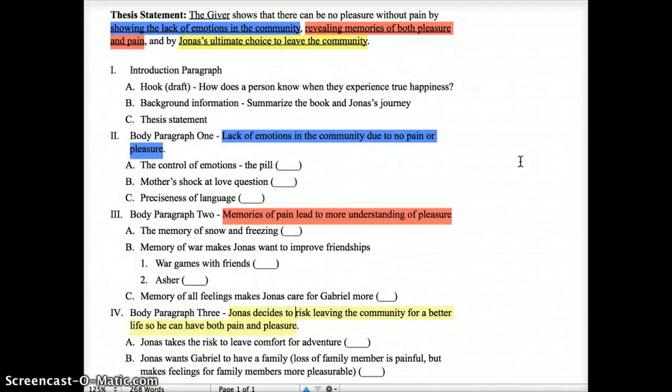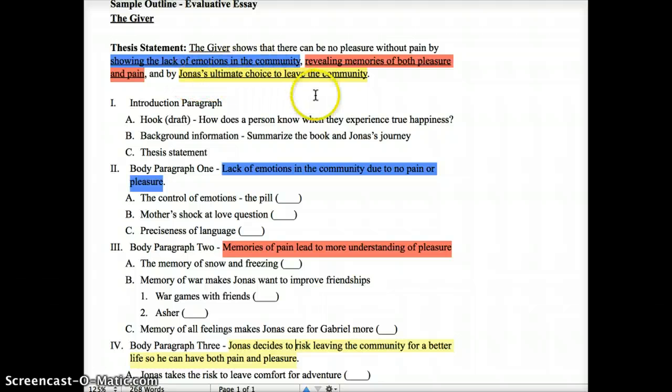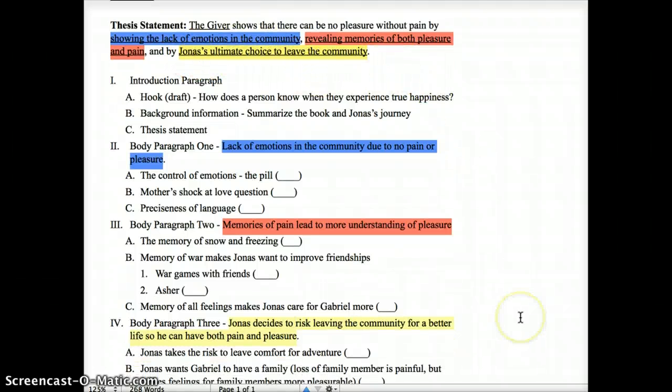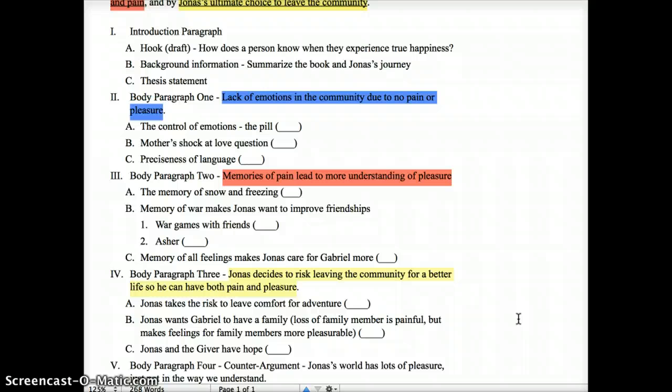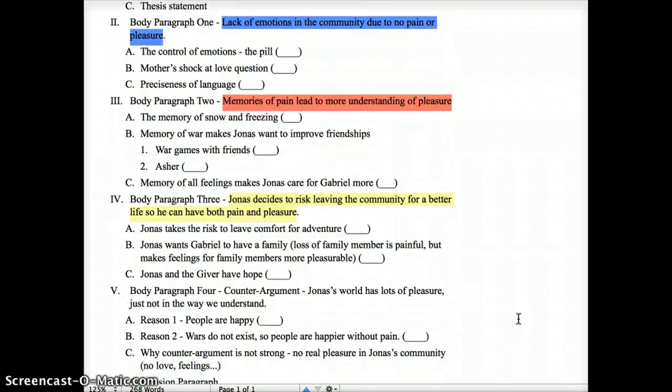It is a little bit different than just Jonas's ultimate choice to leave the community, because it spends more time explaining exactly what I mean by that and how it links to our thesis that we can't have pleasure without pain. So there are 3 things that I include in this 3rd body paragraph. He takes the risk to leave comfort for adventure, so I'm going to write the page number where he makes that decision. Jonas wants Gabriel to have a family, and I noted to myself that a loss of a family member is painful, but makes feelings for family members more pleasurable.